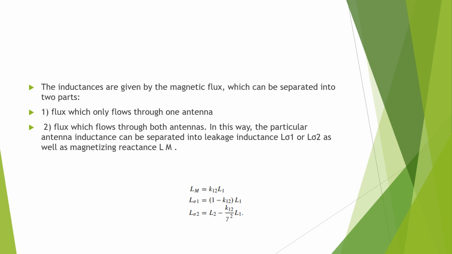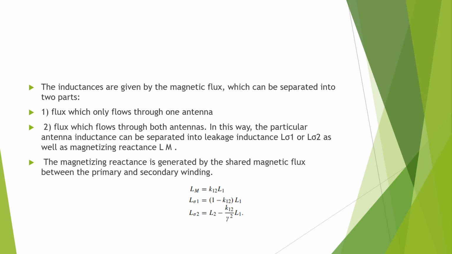Lm is K12 L1, L sigma 1 is (1 minus K12) times L2, L sigma 2 is L2 minus K12 by gamma square L1. Gamma is N1 by N2, which we have discussed in the previous slide. The magnetizing reactance is generated by the shared flux in between the primary and secondary winding.